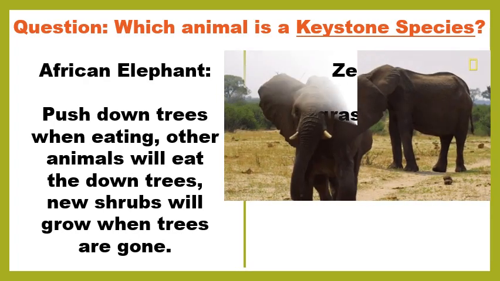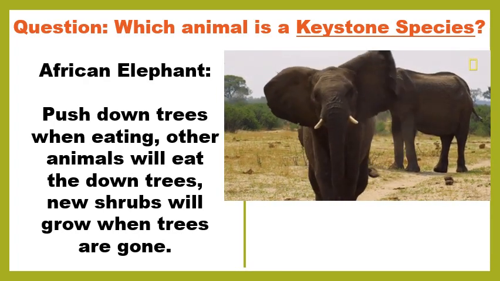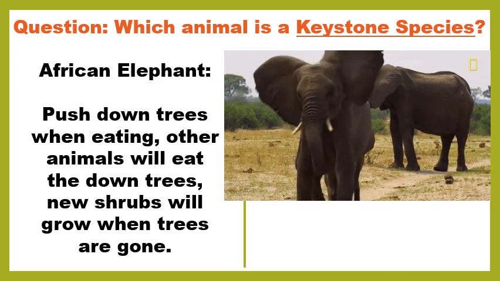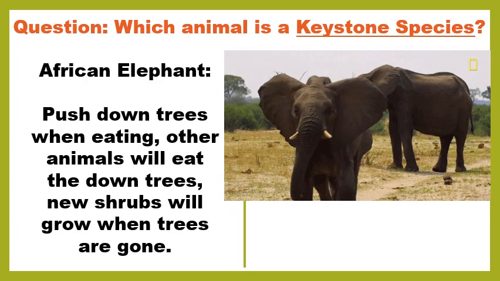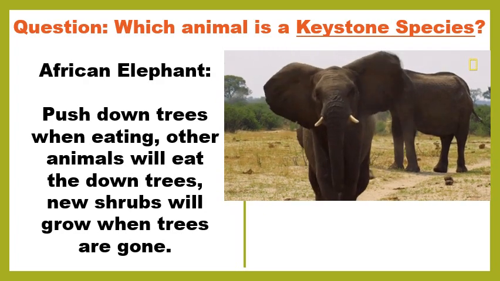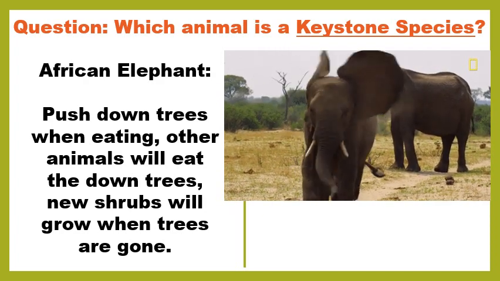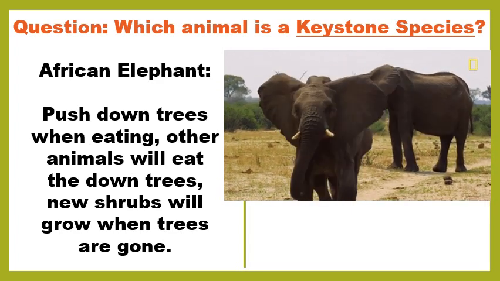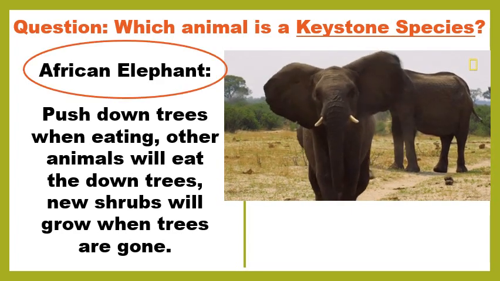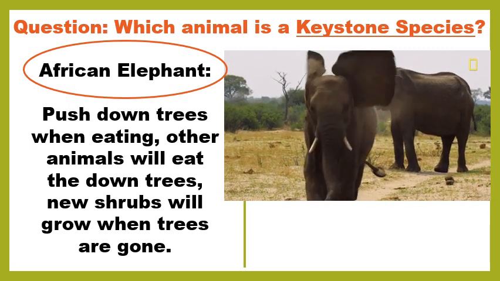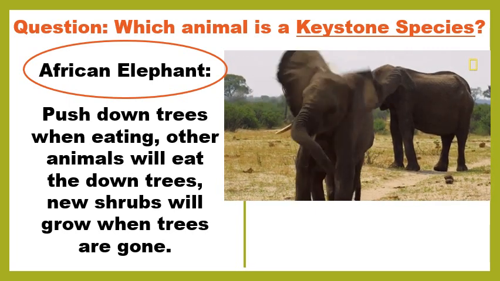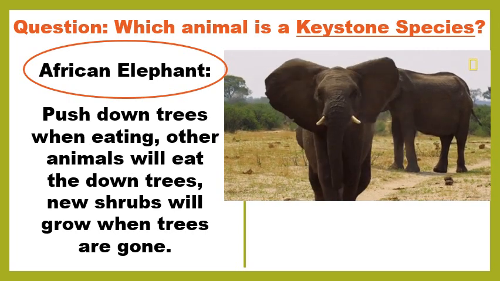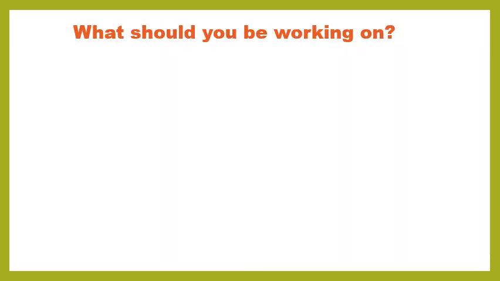I'm going to say it's the African elephant. Why? Because it is letting other animals eat by pushing down the trees, animals that couldn't necessarily reach those trees. It is letting new plants grow into an area. So a lot of animals are dependent on this African elephant. Not to say that the zebra isn't important as well, but to put it simply, the elephant is more important.